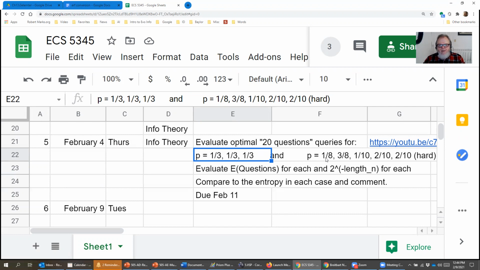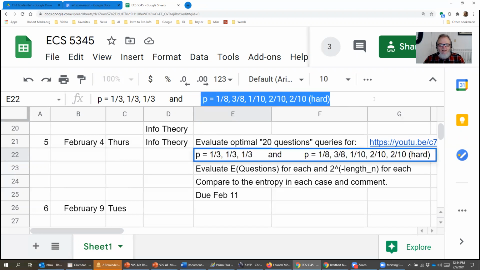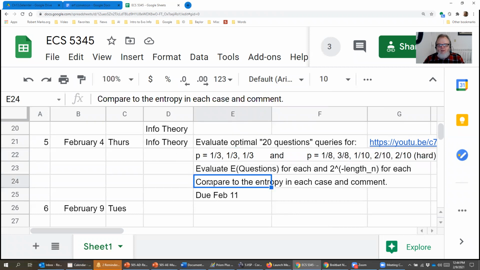Do you see this? P is equal to 1/8, 3/8, 1/10, 2/10, and 2/10. Suppose that you had this probability distribution. What is the procedure for optimally choosing when the distribution is given by this? Now, this is going to be much more difficult. Now, your sanity check is that in each one of these cases, I ask you to compute the entropy.